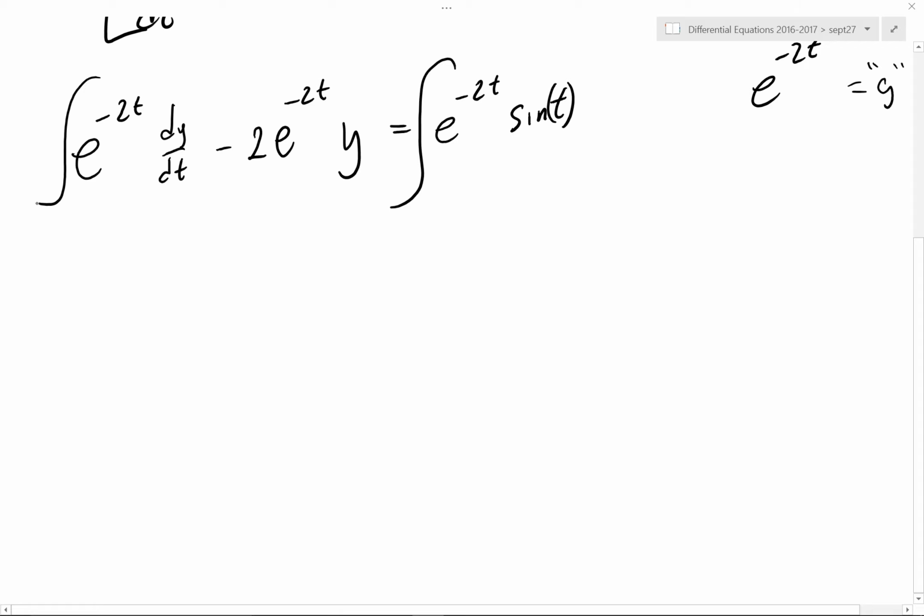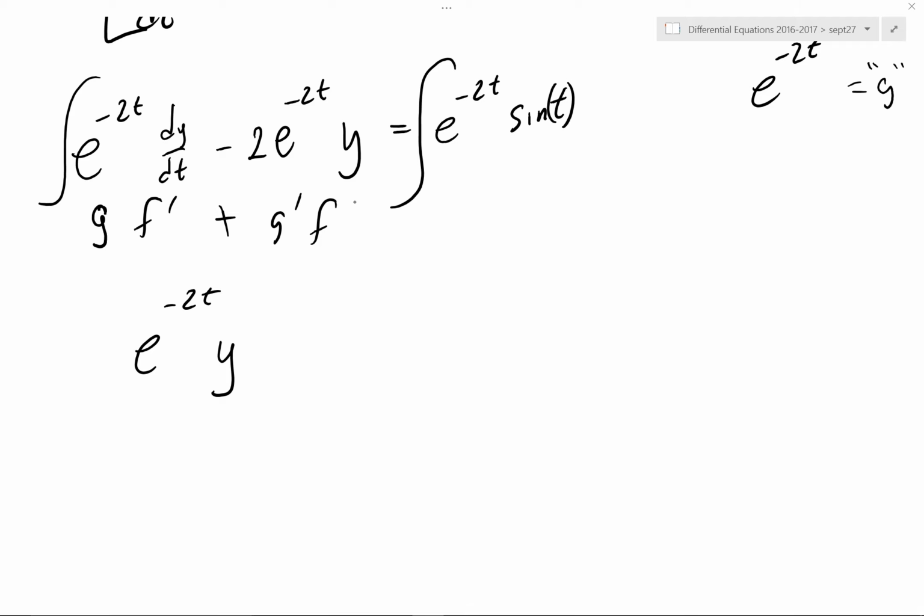and for today's class we're going to do it this way. The antiderivative of this is e to the negative 2t times y, right? That's what it is on this side, because this is my g, this is f prime, minus, this is g prime f. I should say plus, because the derivative is negative, it doesn't matter. And so the antiderivative of this mess is simply g times f. So that's the product.